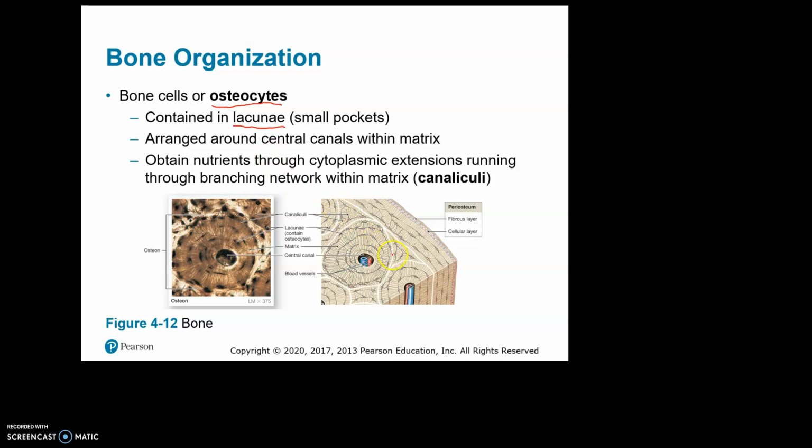Compact bone is arranged in units of bone called osteons. What I'm circling here is one osteon. And you can see that it's layers of bone tissue. And in between those layers, sandwiched in between those layers, these little slanted cells are called osteocytes. And the osteocytes reside within lacunae.